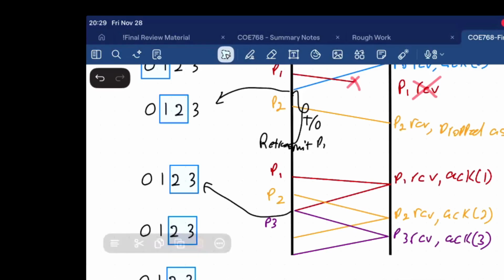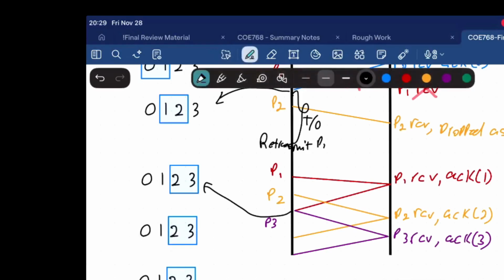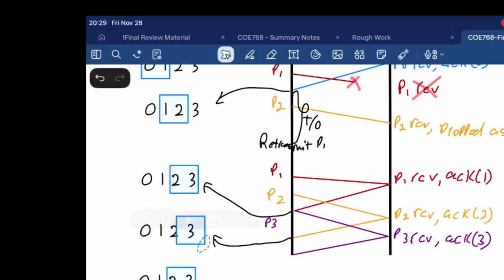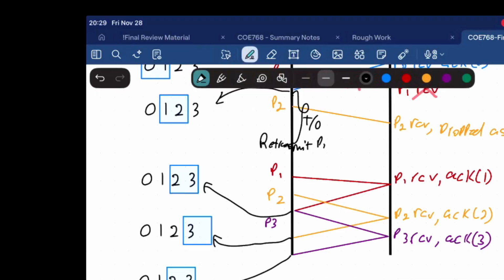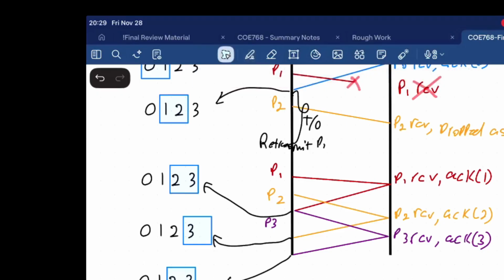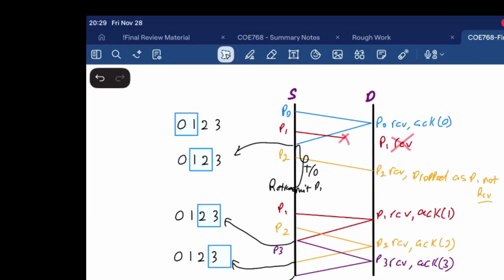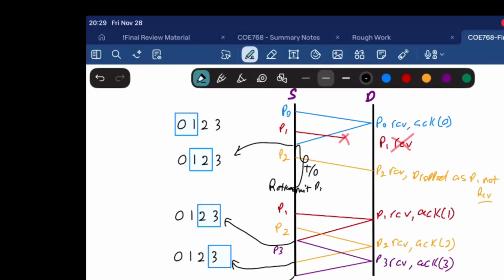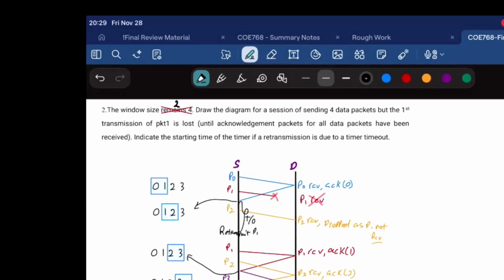So from here, we have P2's acknowledgement. Therefore, the window gets rid of 2. Then we have P3's acknowledgement. Therefore, the window no longer needs to be on any of the frames. All packets have been successfully transmitted from source to destination, and that is this packet loss question. Are there any questions?